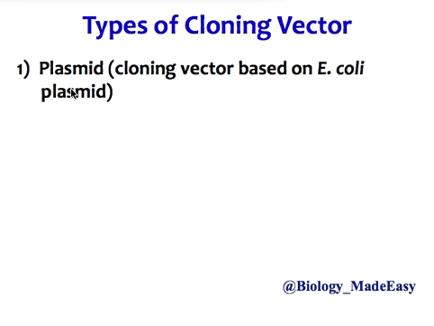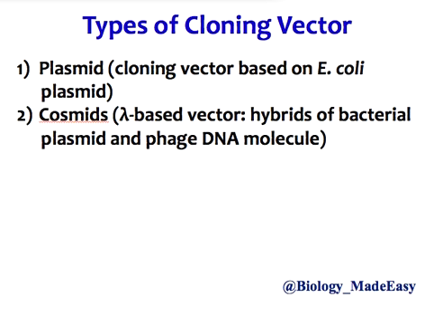The first and very popular type is called plasmid. These plasmids are actually genetically engineered plasmids of E. coli, and plasmids are very popularly used cloning vectors in experimental biology. And the second type is called cosmids. Cosmids are lambda based vectors, lambda bacteriophage vectors. They are also called hybrid vectors because they can replicate both in bacteriophage as well as in bacteria. They consist of the cos site of the lambda genome plus the plasmid.